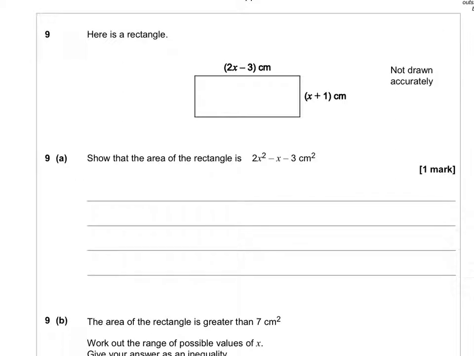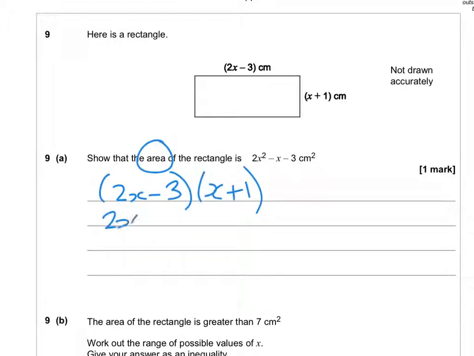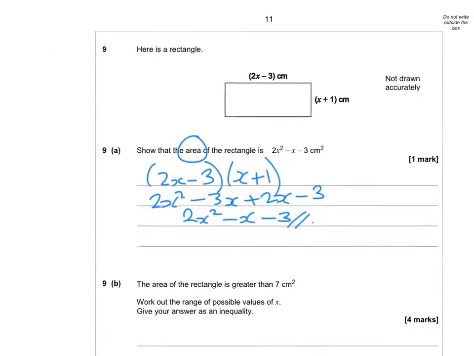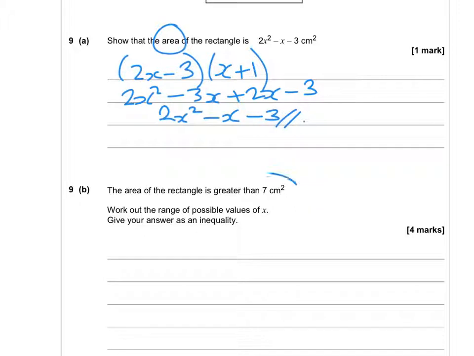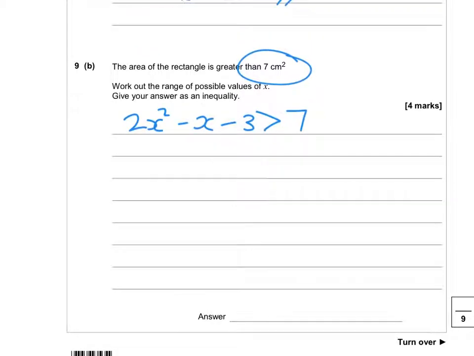Okay, I've got a rectangle. Area is if I find the product, 2x minus 3, x plus 1, 2x squared minus 3x plus 2x minus 3, which is 2x squared minus x minus 3. It's got to be greater than 7, so 2x squared minus x minus 3 is greater than 7. So 2x squared minus x minus 10 is more than 0. Well, let's pretend it equals 0 and then come back to it.